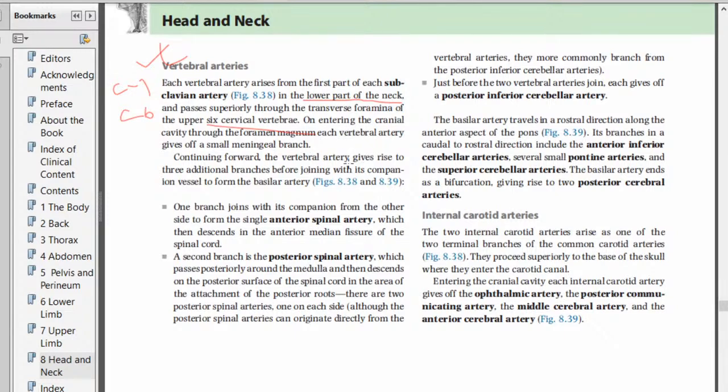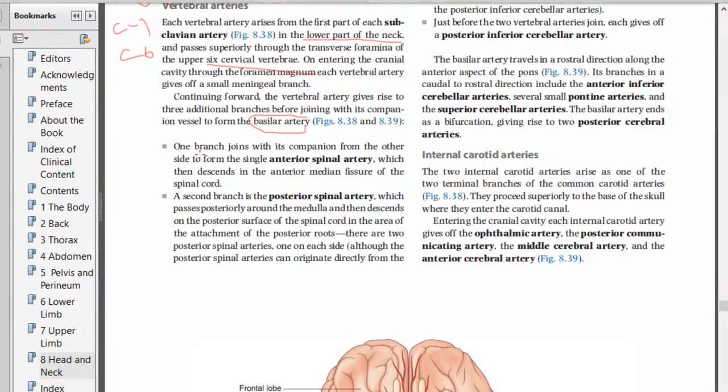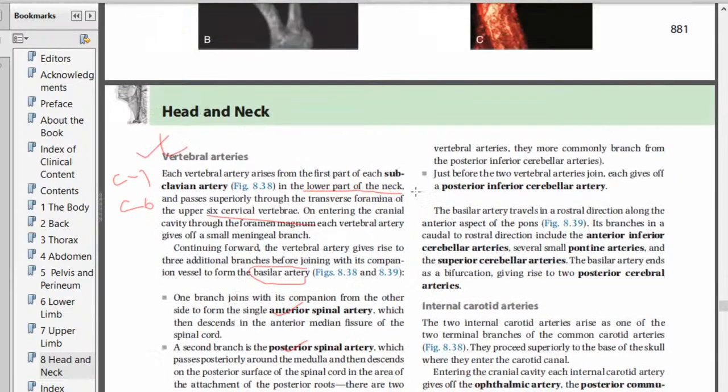Continuing forward, the vertebral artery gives rise to three additional branches before joining its companion vessel to form the basilar artery. What are the branches? One joins with its companion from the other side to form the anterior spinal artery, which descends along the anterior median fissure of the spinal cord. So it gives rise to the anterior spinal artery, posterior spinal artery, and posterior inferior cerebellar artery.